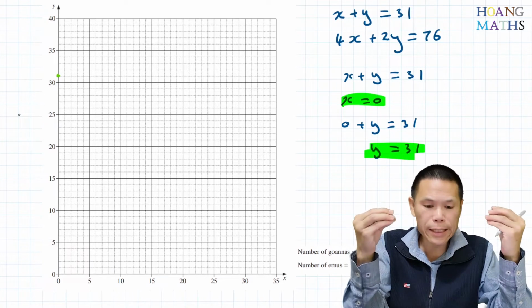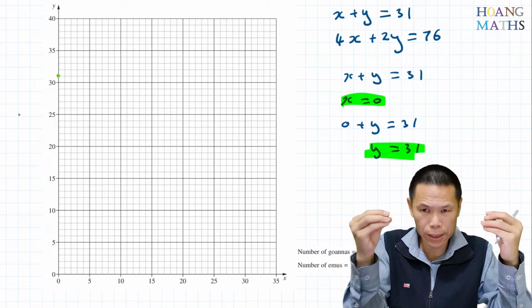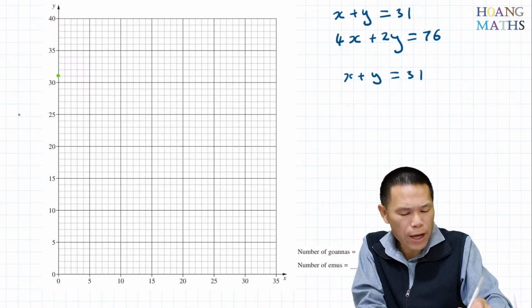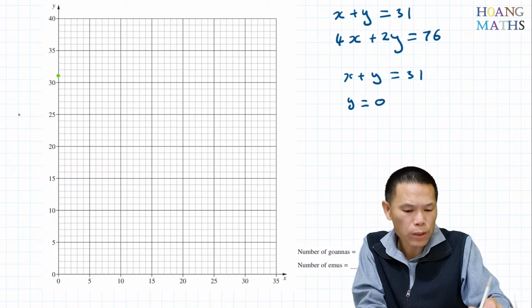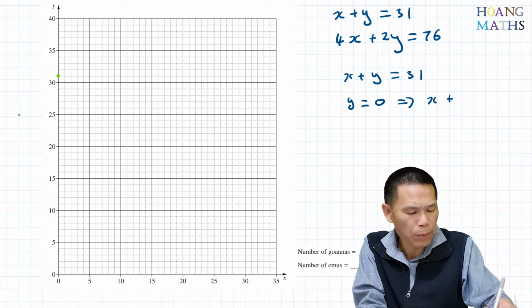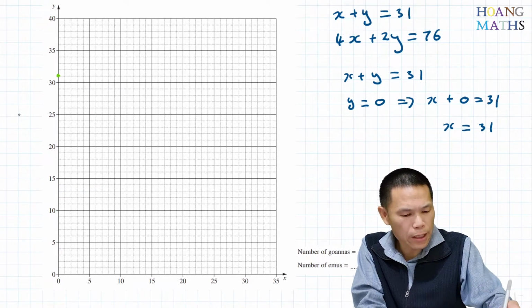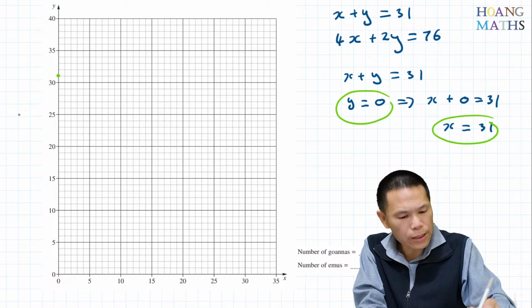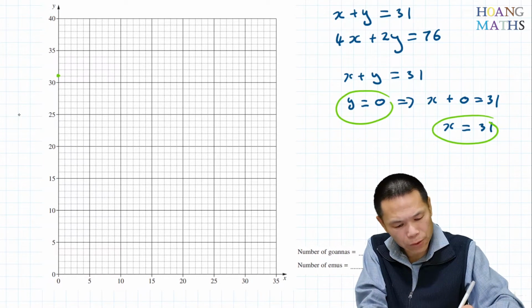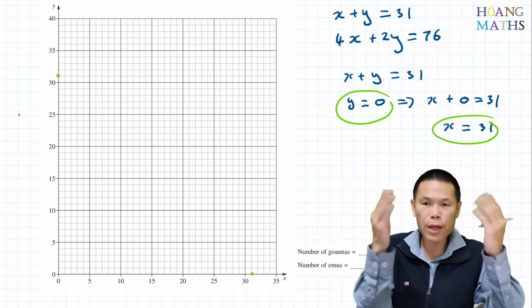To make it easier, I just make y equal to 0. So when y is equal to 0, this implies that x plus y, but y is 0, equals 31. So therefore, x is equal to 31. So when x is 31, y is equal to 0. So 31, 0 here. There you go.